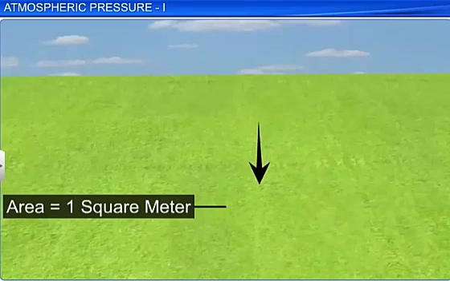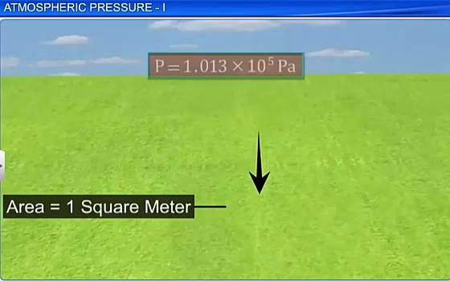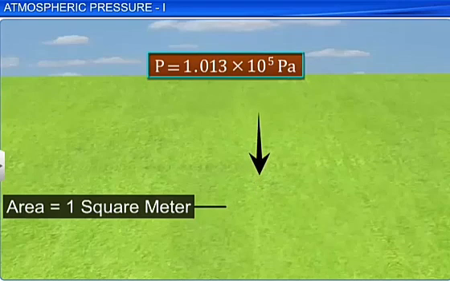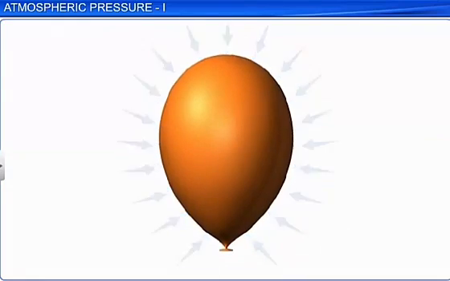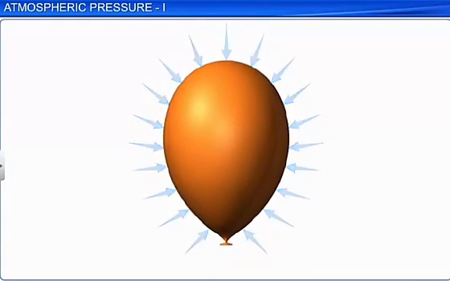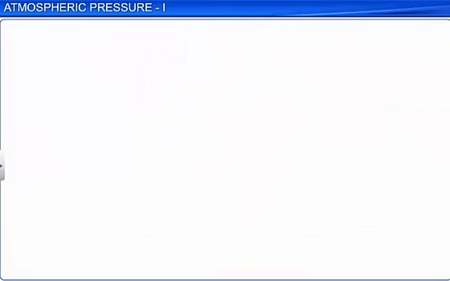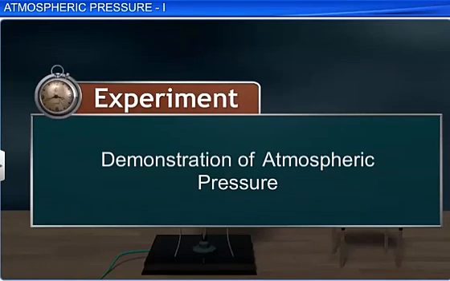The approximate value of atmospheric pressure on the Earth's surface is 1.013 multiplied by 10 raised to the power 5 Pascal. The atmospheric pressure at a point is the same in all directions. We can demonstrate the presence of atmospheric pressure with a simple experiment.